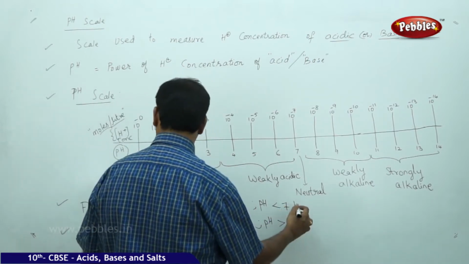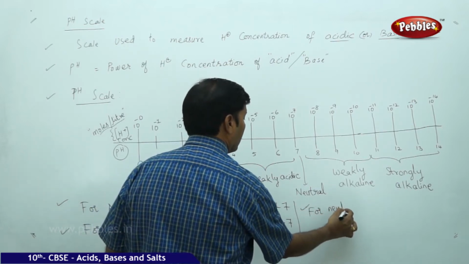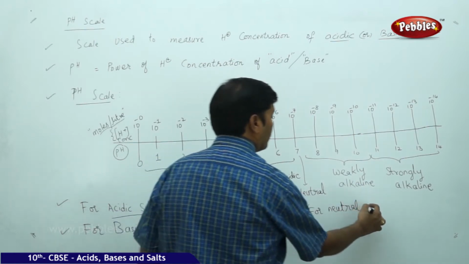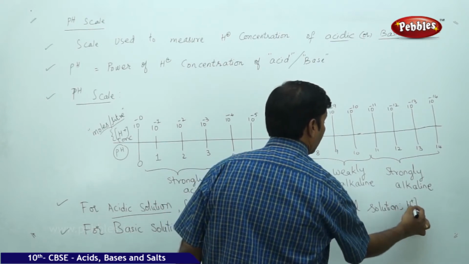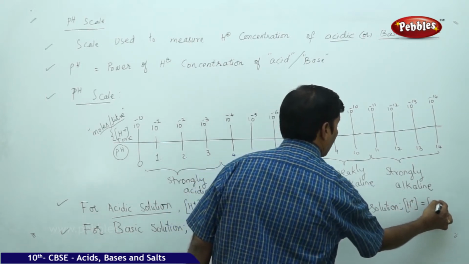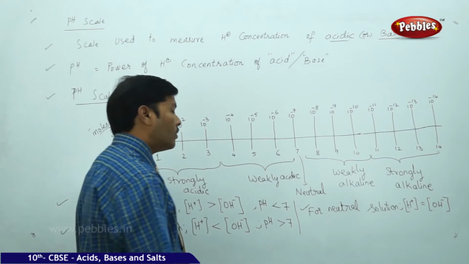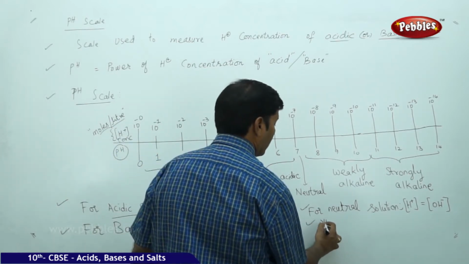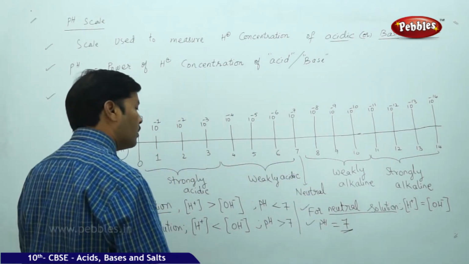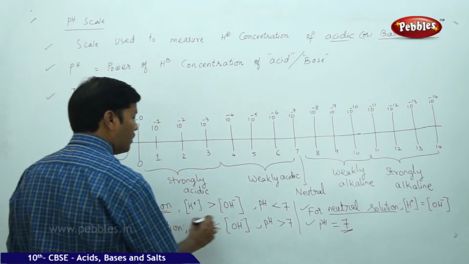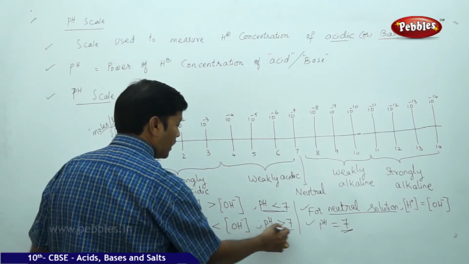Similarly, for a neutral solution, H plus ion concentration is equal to OH minus ion concentration. Therefore, pH is equal to 7. So for a neutral solution, pH is equal to 7. For an acidic solution, pH is less than 7. For a basic solution, the pH is greater than 7.